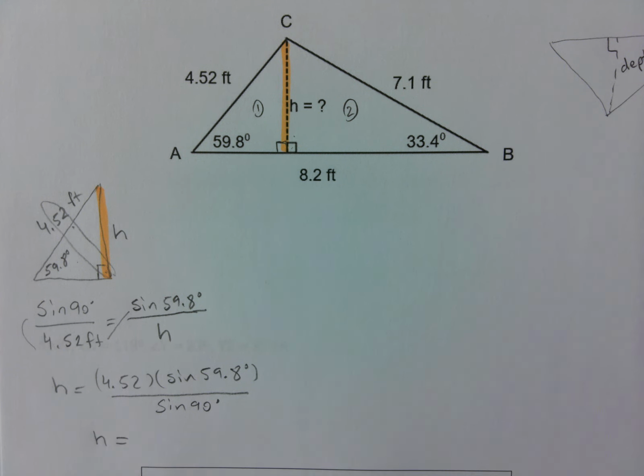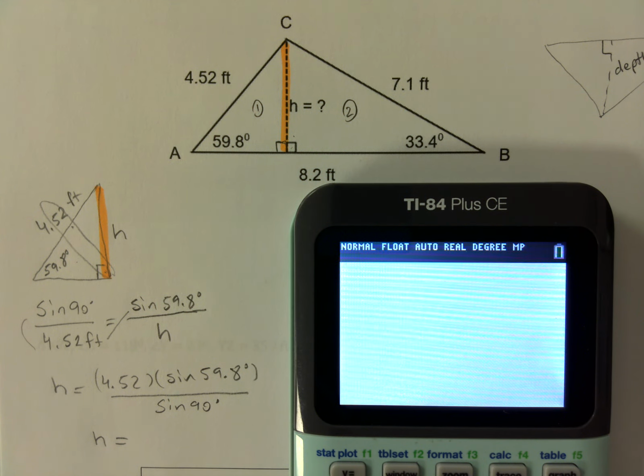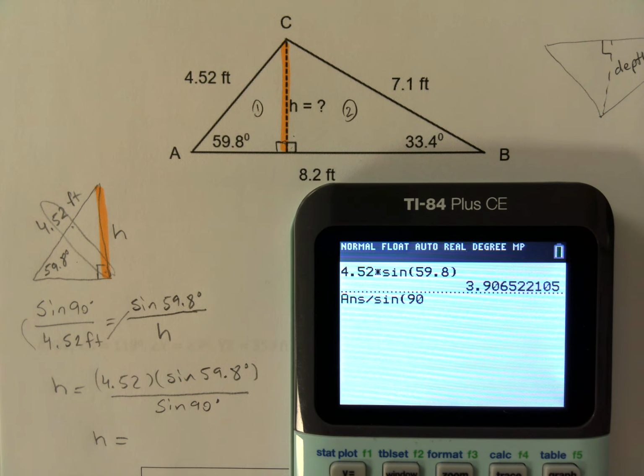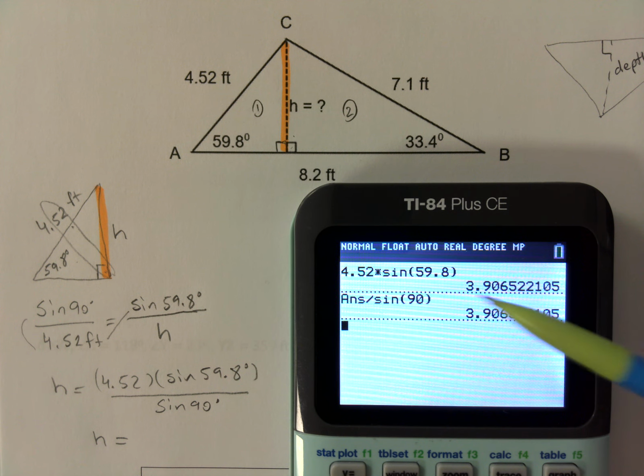Let's find our height. That's 4.52 times sine of 59.8. That's 3.90. Watch what happens when I divide by sine of 90. I'm going to blow your mind here. See, I told you I was going to blow your mind. Sine of 90 is 1. So if you divide by sine of 90, nothing really changes because you're dividing that by 1. It just gives you the number itself. So 3.91 is our answer. Write that down.